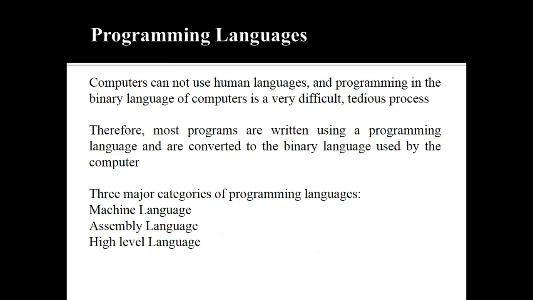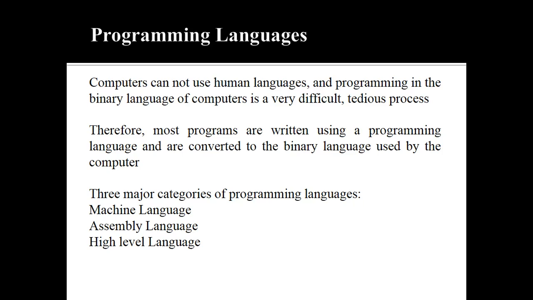Computers cannot use human language. They only decode computer language that has specific programming in binary, and it is very difficult and time consuming to write code in binary language. However, most programs are written using a programming language and are converted to the binary language used by the computer. Researchers nowadays write their code in different languages, and then a compiler or translator translates that code into binary code, and the computer reads that code for the specific task. So we have three main categories of programming languages: machine language, assembly language, and high level language.